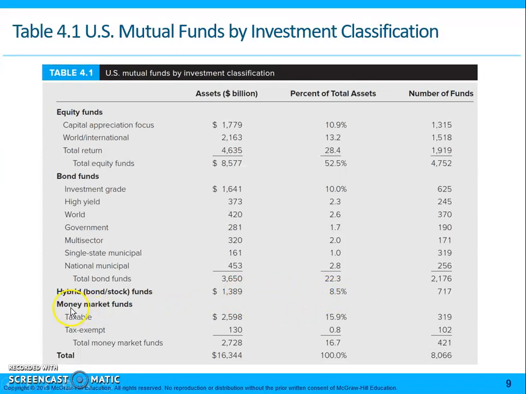Then we have money market funds down at the bottom, taxable and tax exempt. There are money market funds that allow you to invest in tax exempt securities. So the interest on that account would be exempt from taxes. Probably more beneficial if we were in a higher interest rate environment. Total U.S. market: $16.3 trillion. There are 8,066 funds total.